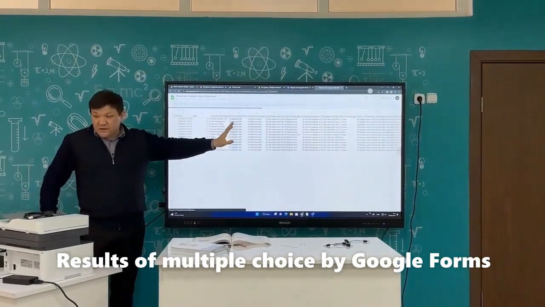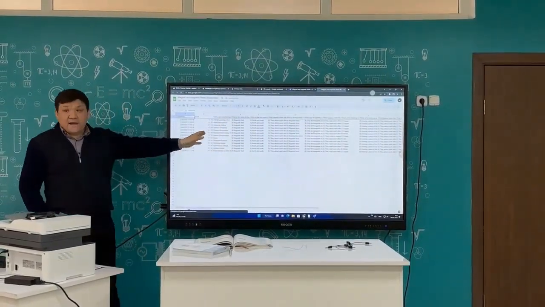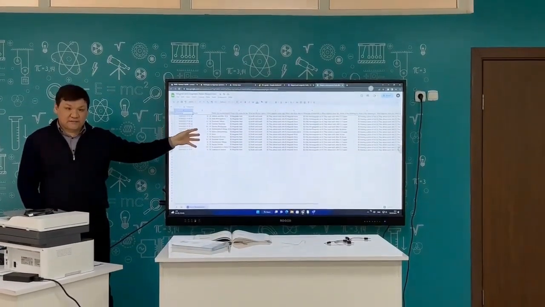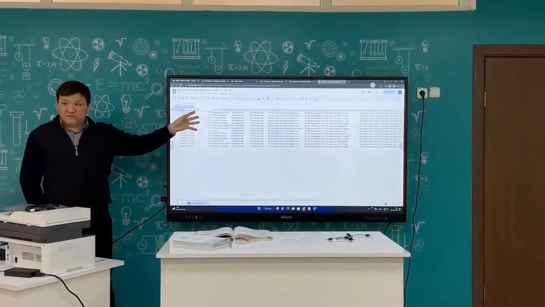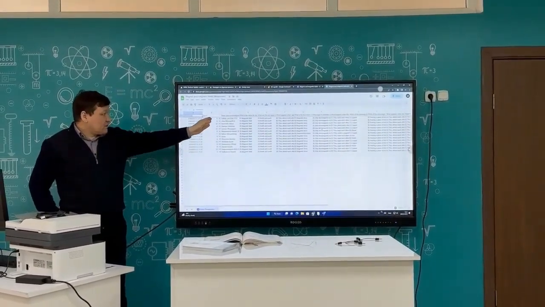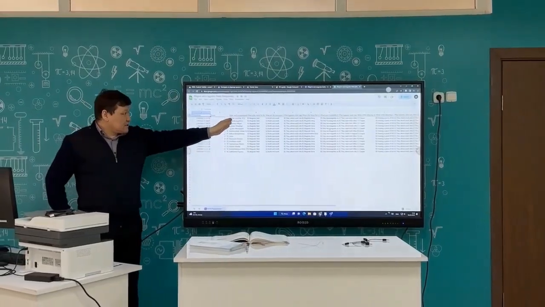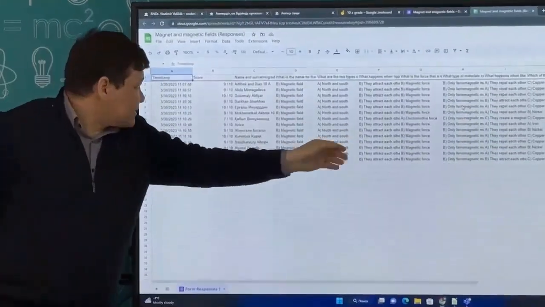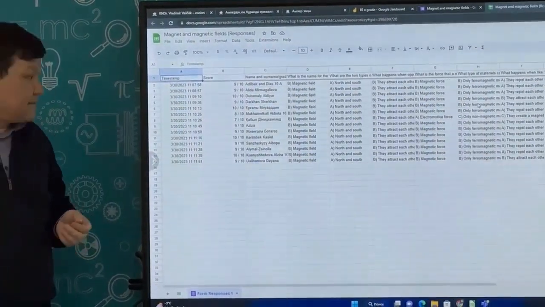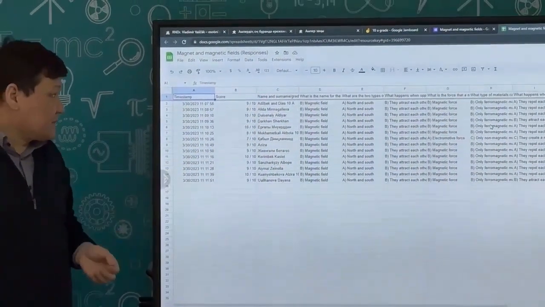Now in Google Sheets or Excel, your accuracy or scores is your result after finishing these exams. Look at here, these are scores, and these are your names, and these are questions. And your answer.